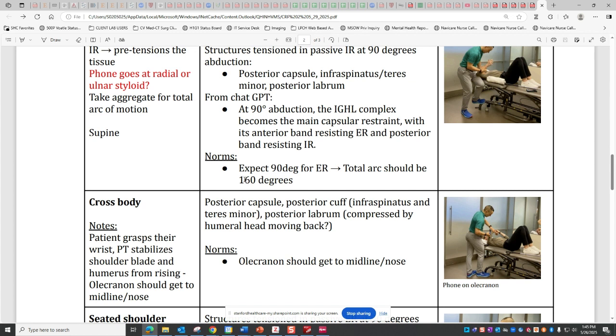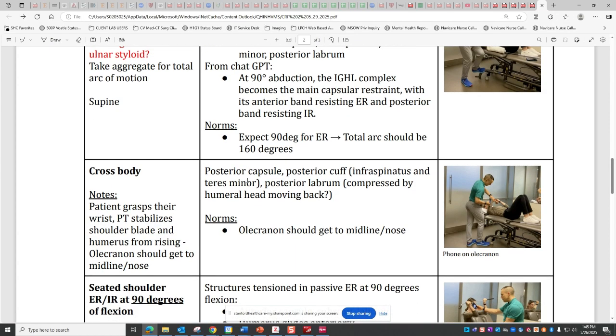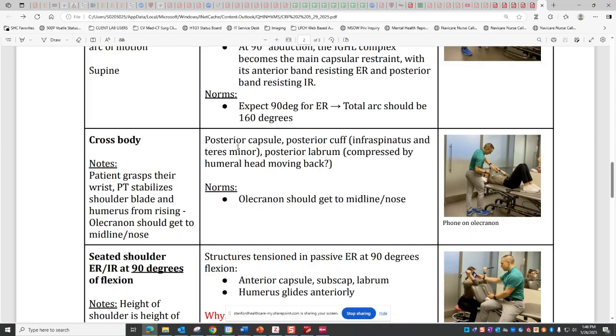It may be shifted, meaning it may have more external, internal based off their humeral torsion. But that being said, the totality of the degrees should be plus or minus 10. Across body horizontal abduction, grasps the wrist. Patient stabilizes shoulder blade and humerus from rising.